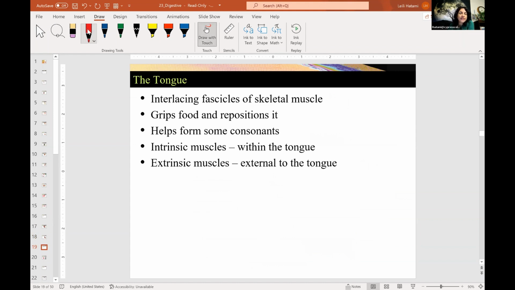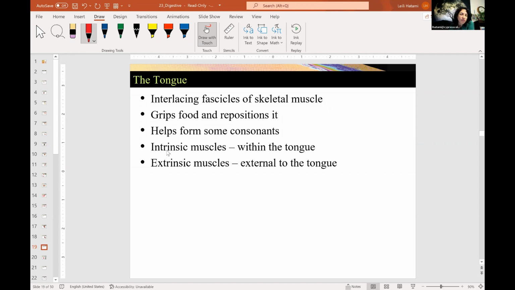The tongue makes the floor of the oral cavity and is a muscular organ. It is composed of skeletal muscle in different directions. The tongue helps with speech, and also with our digestive function, because it grips the food, repositions it, and mixes the food with saliva.